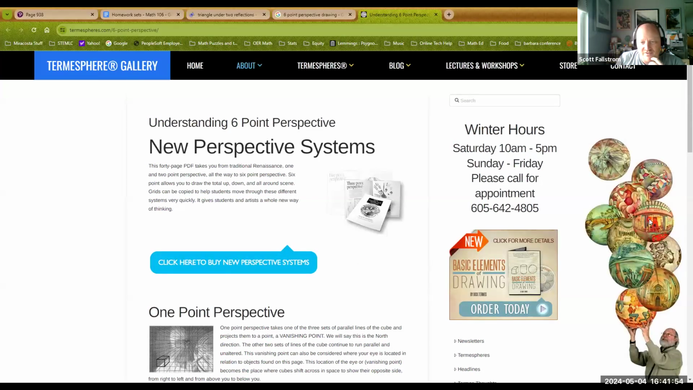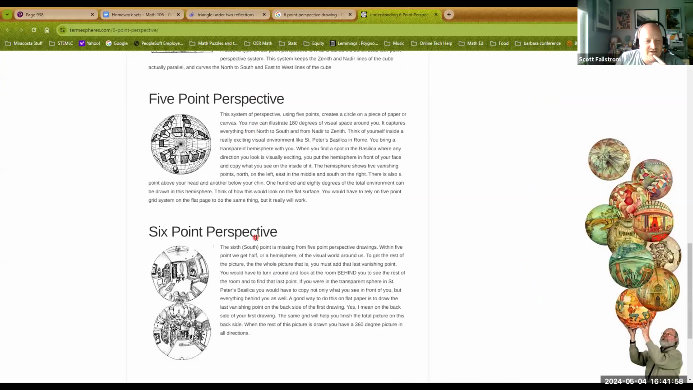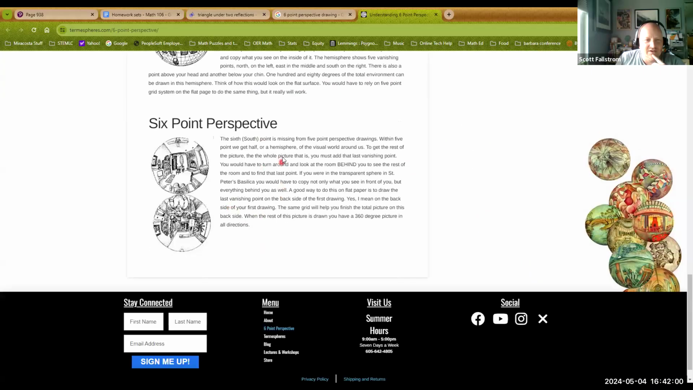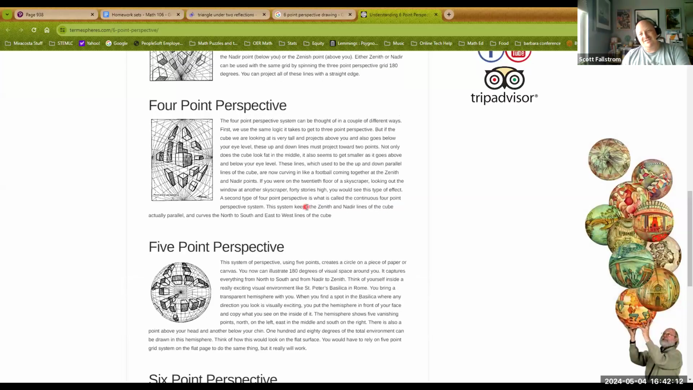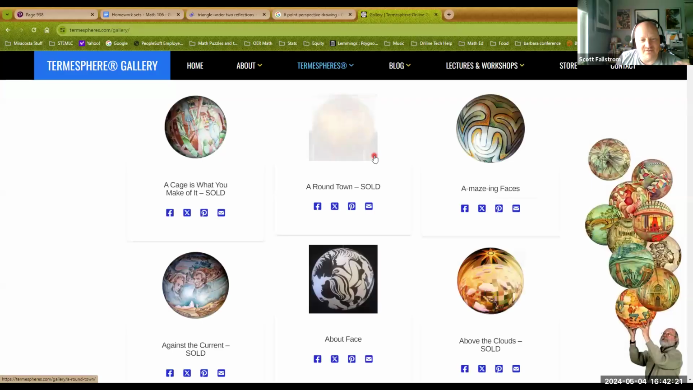He has these little spheres with 1 point, 2 point, 3, 4, 5, and here's 6-point perspective. The 6-point is missing from 5-point perspectives. Within the 5, we get all the points of the visual around us. But to get the whole picture, you must add that last vanishing point. You'd have to turn around and look at the room behind you to see the rest of the room. So he created these really cool things called termospheres, because that's his name, Termes, and it's a sphere.